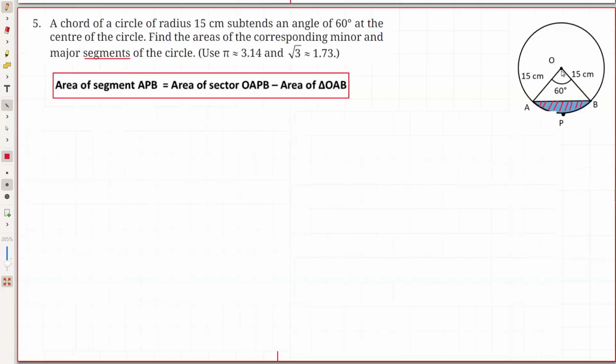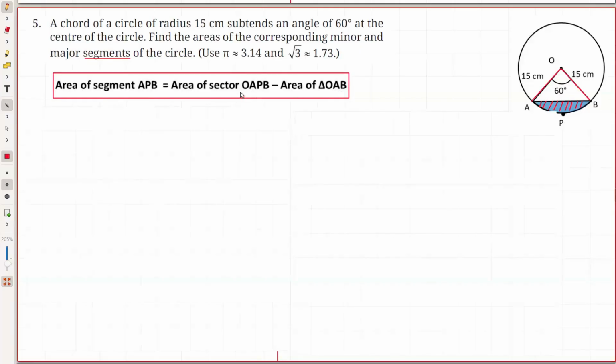Area of the sector means this is the area of the sector, right? So minus the area of the triangle, we will be getting the area of the minor segment. For finding the major segment, it is the area of the circle minus the area of the minor segment. That is the concept, right? Area of the segment ABB is equal to area of the sector minus area of the triangle.